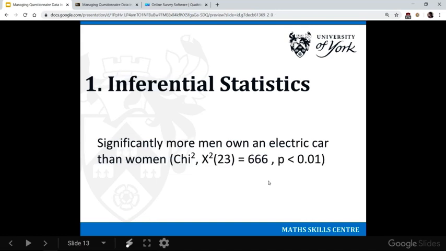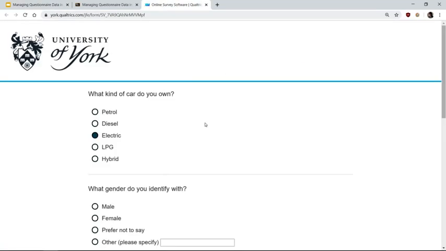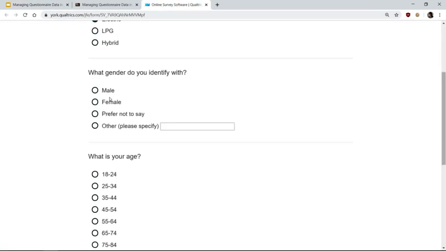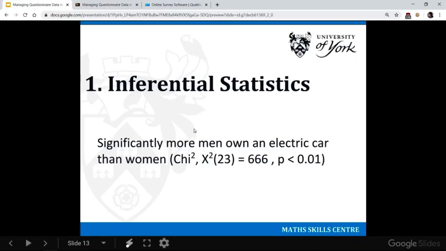Alternatively, you could do an inferential statistical test on that question along with another question. So that question along with the question, what gender do you identify with? We could take the numbers of people that fall into each of those categories and do a chi-squared test on it. So we're taking the information from 2 questions to do a chi-squared and to come up with a result, a conclusion there. And that's what we would write in our results section.